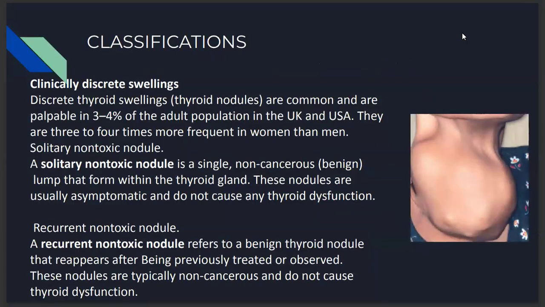We have clinically discrete swellings. Discrete thyroid swellings are common and are palpable in 3 to 4% of the adult population in the UK and USA. They are 3 to 4 times more frequent in women than men. They are the solitary non-toxic nodule or the recurrent non-toxic nodule. A solitary non-toxic nodule is a single non-cancerous lump that forms within the thyroid gland. These nodules are usually asymptomatic and do not cause any thyroid dysfunction. A recurrent non-toxic nodule refers to a benign thyroid nodule that reappears after being previously treated or observed. These nodules are typically non-cancerous and do not cause thyroid dysfunction.